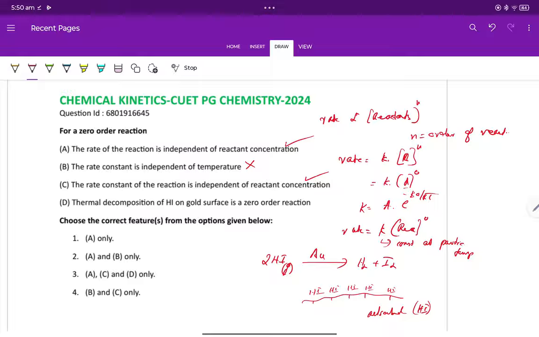So the statement D is also the right one. So when you check the options, you can see the option number 3. That is the right option.